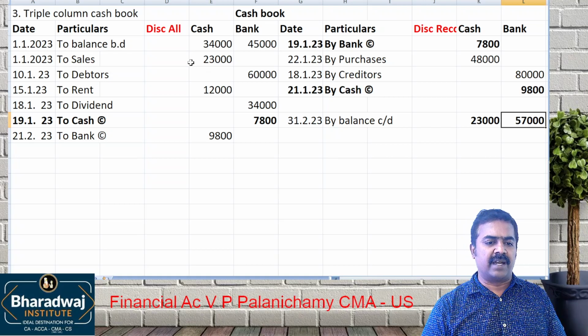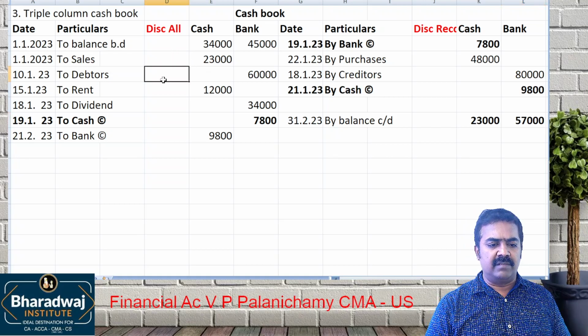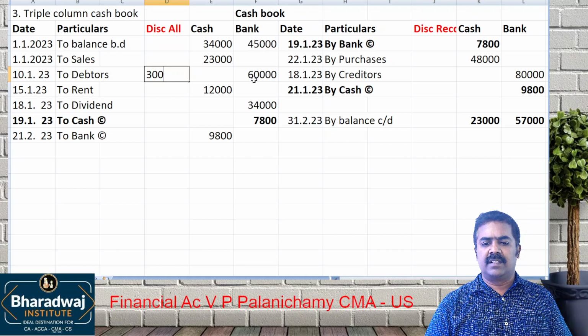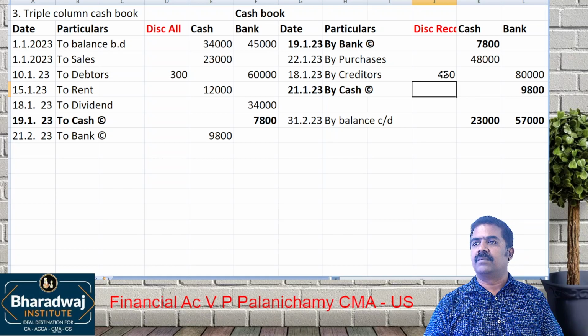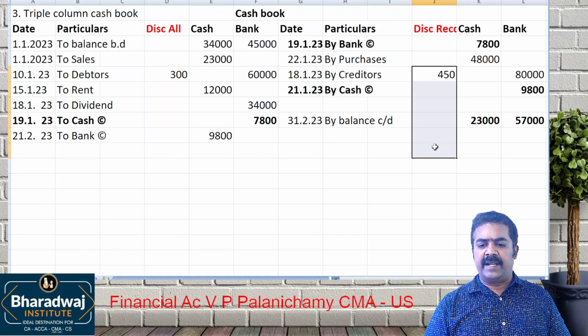57,000 is the balance in bank. Now while collecting money, when we allow discount, it will be recorded here. While paying money, if the discount is received, it will be recorded here. In separate which column? Discount column. This will be transferred to P&L account.